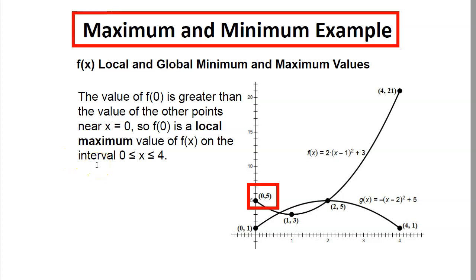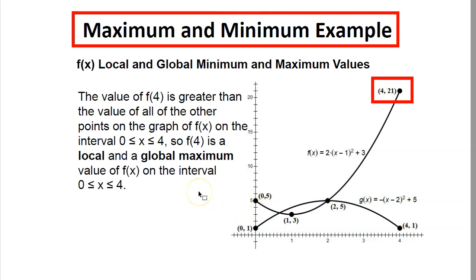The value of f of 0 is greater than the value of the other point near x equals 0. So f of 0 is a local maximum value on f of x over this interval 0 to 4. You can see that we have that marked here. On the graph of f of x, this concave up parabola, f of 0 is higher than all the other nearby points. It's a local maximum.